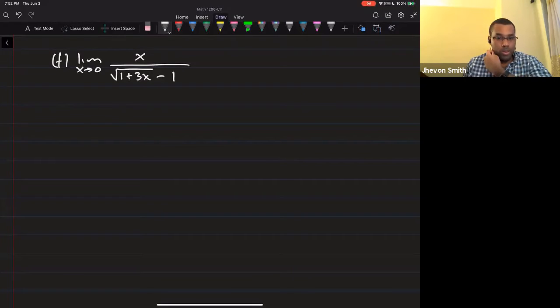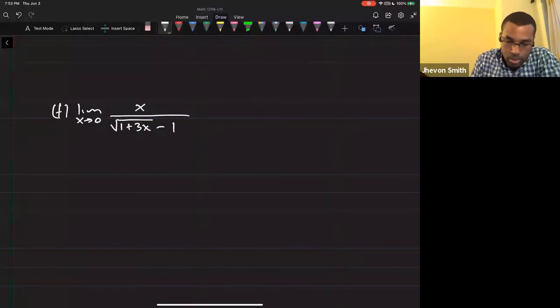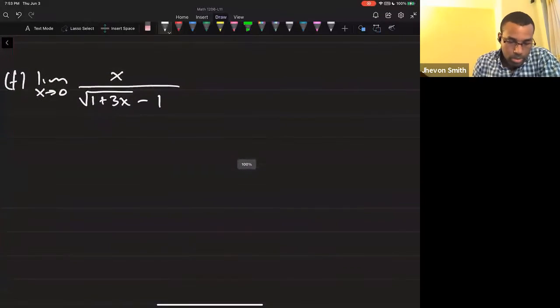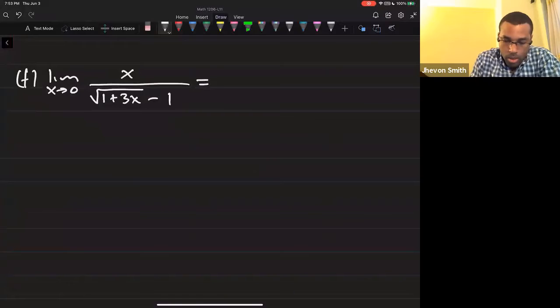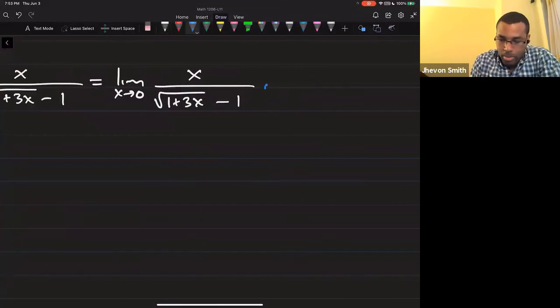I don't remember what it's called. I just remembered. Okay. Conjugate. Do you multiply it by the conjugate? Yes, you multiply and divide by the conjugate. So what is the conjugate in this case? Oh, the conjugate of the denominator, right? So is it square root of 1 minus 3x? Yeah, so you're going to multiply and divide by the conjugate.